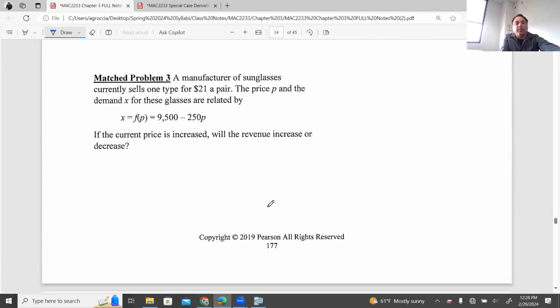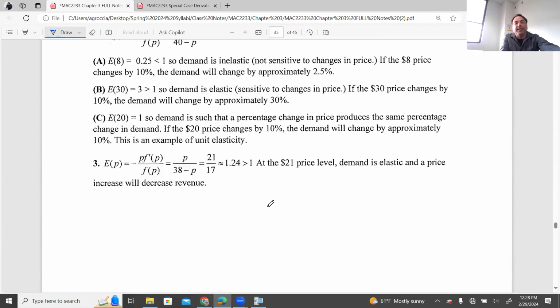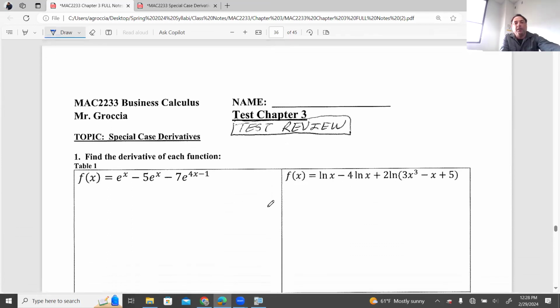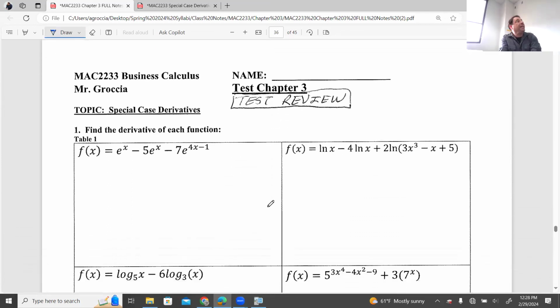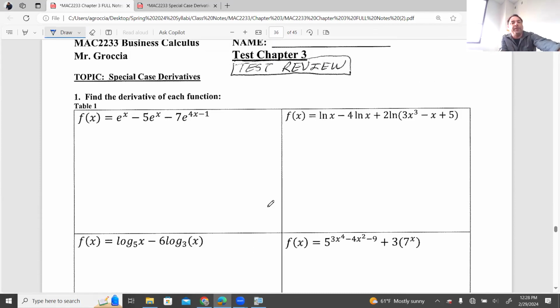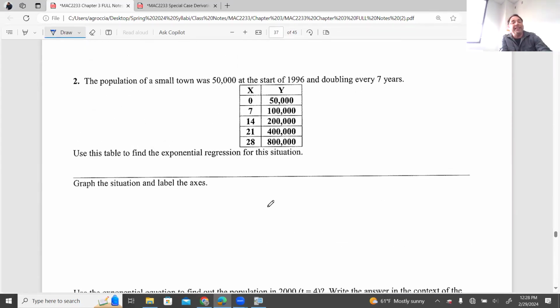And again, there are more problems that you can work on. This one talks about sunglasses. And remember, the nice thing about the notes is they have the solutions to the matched pairs problems. Okay, and that ends chapter 3. And we have this really nice, really long test review that I just want to talk a few minutes about. Notice the theme of the test review is special case derivatives, word problem with special case derivative, and this one includes exponential regression, so a little extra work there.